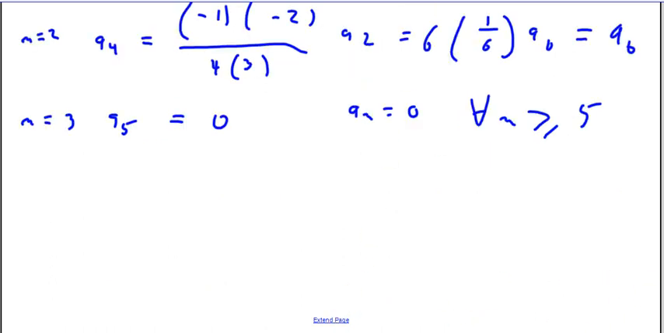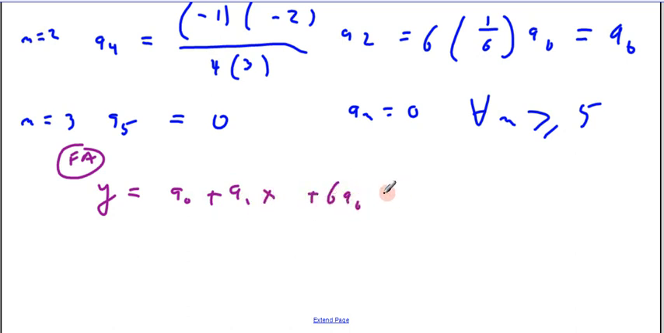All right, so my final answer, y is equal to a0 plus a1x plus 6a0 x squared plus a1x cubed plus a0 x to the fourth, and that's all there is. There ain't no more. Don't get any more than that.